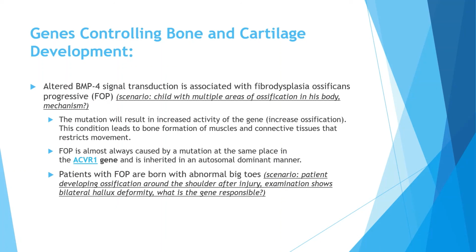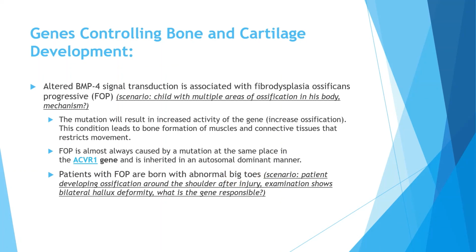You may get questions on this disease, fibrodysplasia ossificans progressiva. They may ask the mode of inheritance. It's autosomal dominant. What is the gene? ACVR1. What is the mechanism? It's altered BMP4, which will result in increased ossification. Sometimes they don't tell you the name of the disease. They give you a picture of a newborn with the big toes. So remember, one of the characteristics of fibrodysplasia ossificans progressiva is that the patients will be born with abnormal big toes.